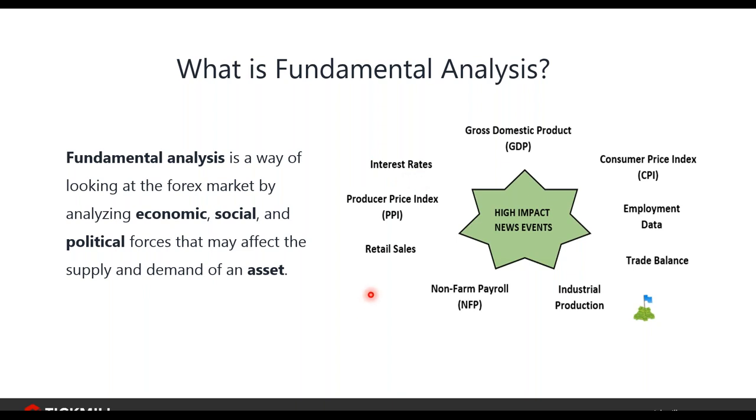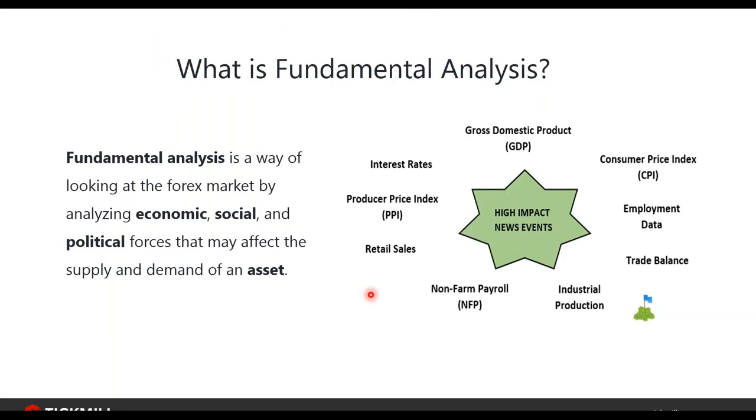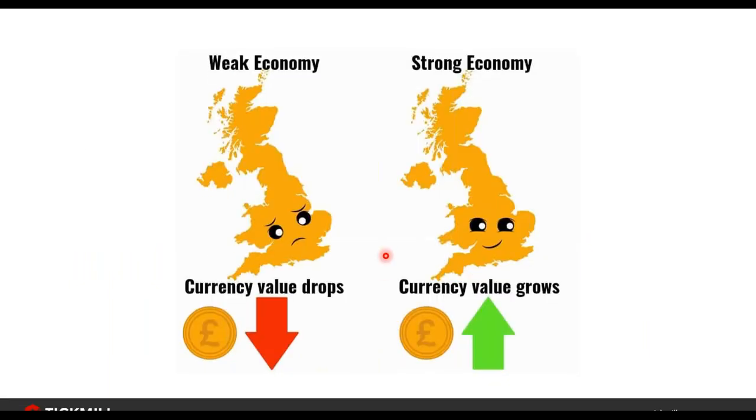So, there are some websites that you can use for this. We have Tickmill analysis, and also other websites like Forex Factory or investing.com. So basically, for fundamental analysis, whenever you have a currency with a weak economy, the currency value drops, so you sell it. So you will have to dispose of the currency that has weaker value, and then you keep the one with the strong economy, the currency with the higher value.